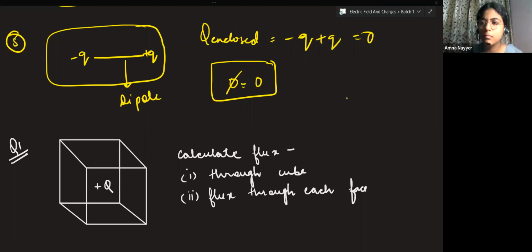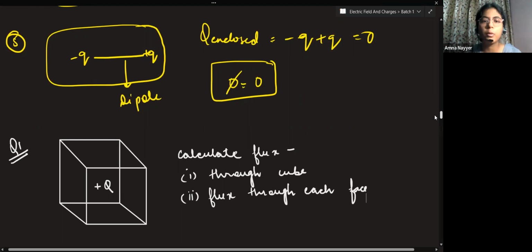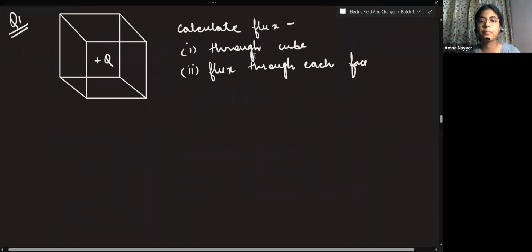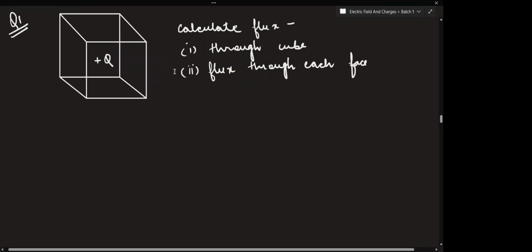All right, by now all of you must have written all the properties. So any doubts in the properties? No. All right, now let's solve this question.